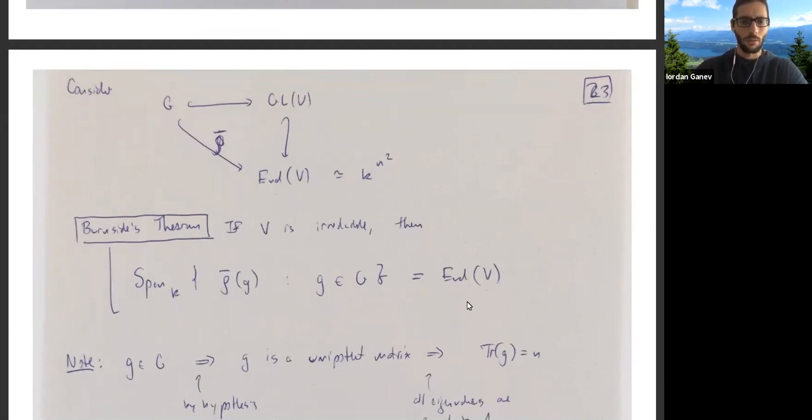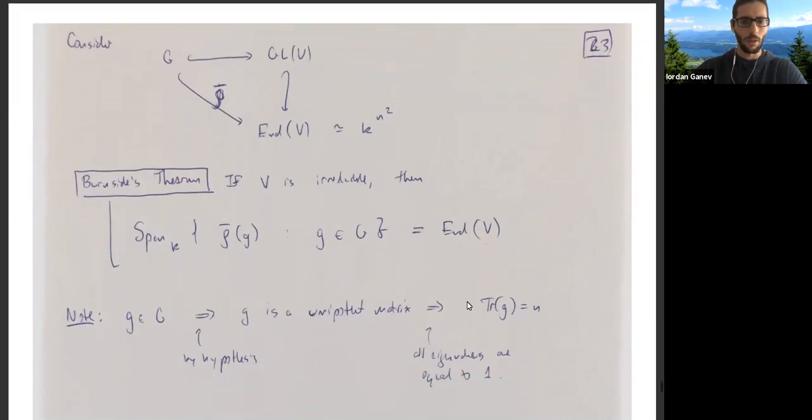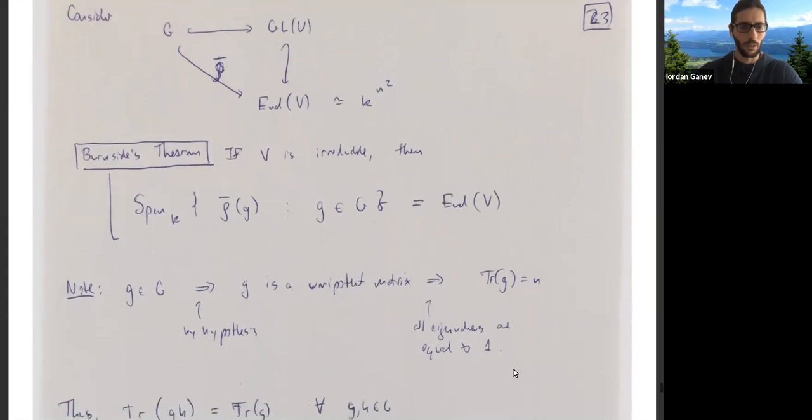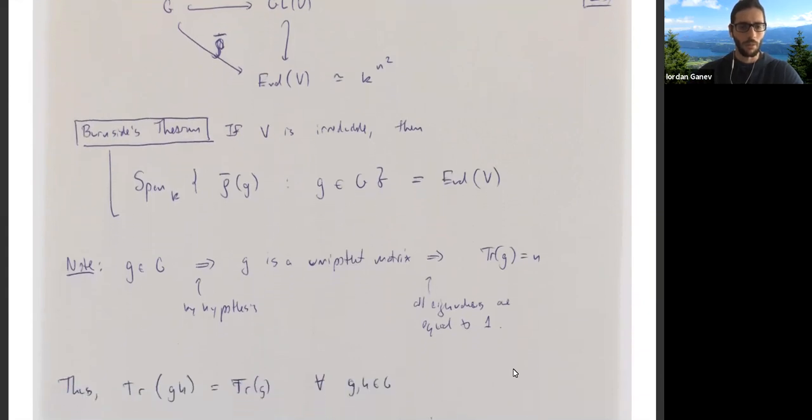Okay, so now what do we do? If we take little g in G, then we know by hypothesis that g is a unipotent matrix. So its trace has to be n, because the trace is always the sum of the eigenvalues, and it's an n by n matrix. Okay, great. So as a consequence, if we take little g, its trace is n.